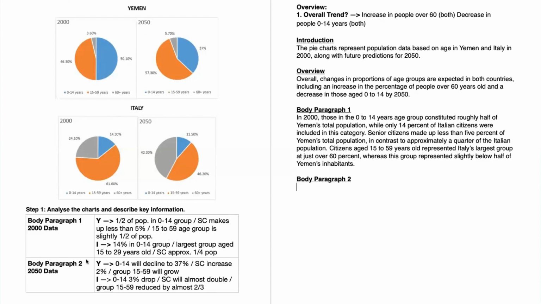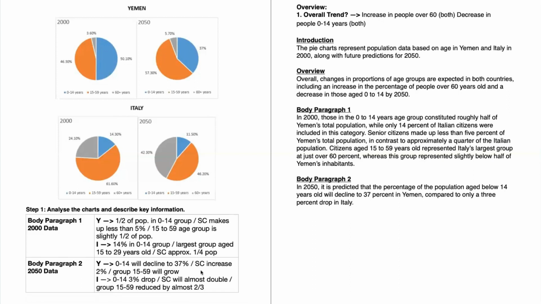And now for the last paragraph, we're going to focus on 2050. So quite simply, I'm going to say in 2050, it is predicted that the percentage of the population aged below 14 years old will decline to 37% in Yemen. That is exactly what we saw here. Now, again, we want to just compare it to Italy. So I'm going to connect these ideas and say, compared to only a 3% drop in Italy.